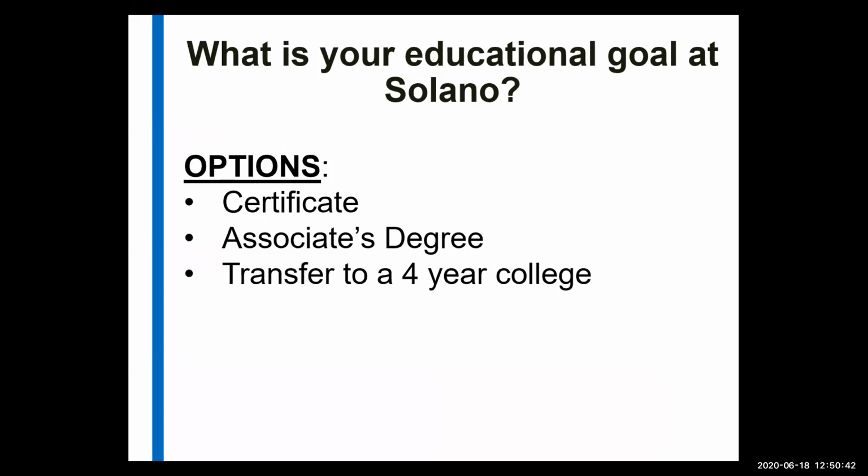So the first thing you have to figure out is, what are you actually trying to obtain? Are you wanting a certificate? Are you wanting an associate's degree? And do you want that associate's degree to transfer to a four-year college? Because that will determine what GE option you look at, and will also determine the major requirements that you need.